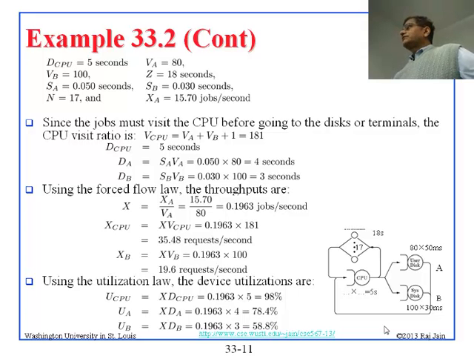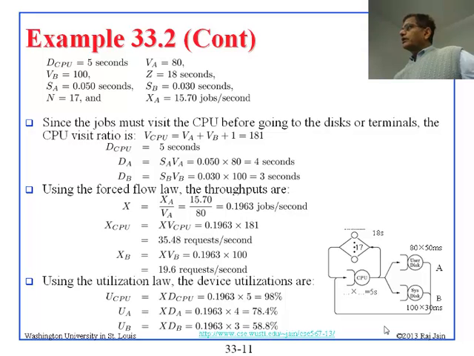Then you can calculate X_CPU by X times V_CPU. X is 0.1963, and V_CPU is 181 visits per job. So that is the throughput of the CPU, 35.48 requests per second. For disk B, X_B is X times V_B, so you do the same thing, multiply, and you get that.